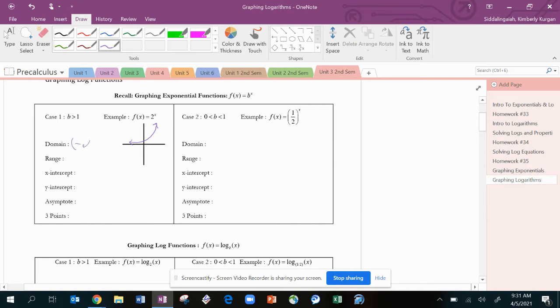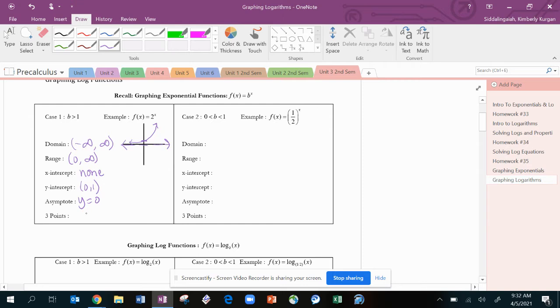The domain is all real numbers. Our range is parentheses 0 to infinity. The graph never touches the x-axis, and in fact, there's an asymptote there. That asymptote is y equals 0. X-intercept, there is none, and then the y-intercept, 0, 1.